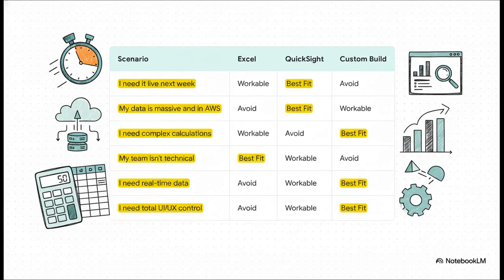If your boss says, I need this live by next week, well, QuickSight is probably your best bet. If your data is enormous and already sitting in AWS, again, QuickSight is kind of a no-brainer. But if you need really unique, complex calculations or you want total control over how it looks and feels, you've got to be looking at a custom build. And hey, if your team isn't super technical, the simple familiarity of Excel might still be the smartest choice.